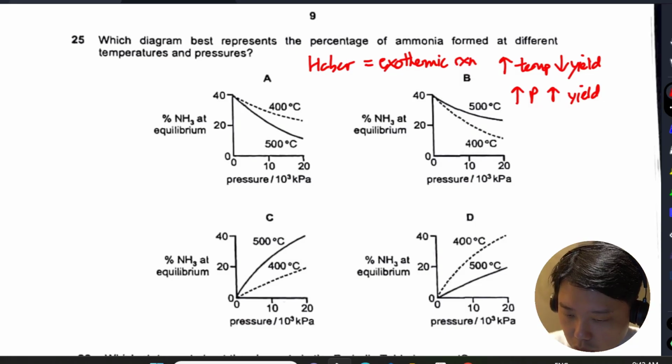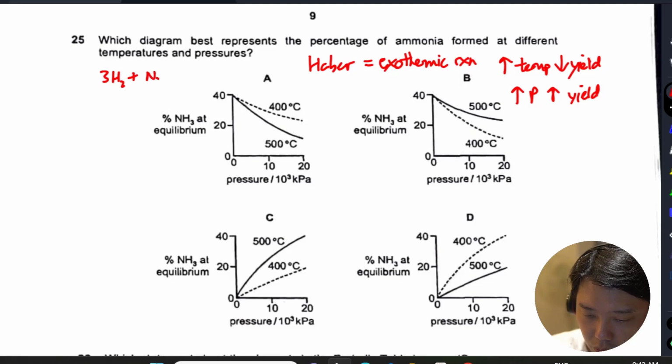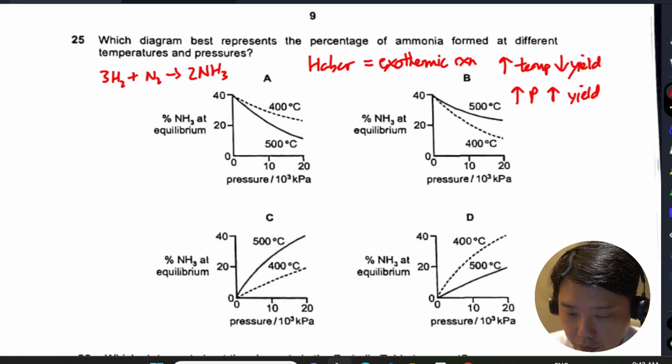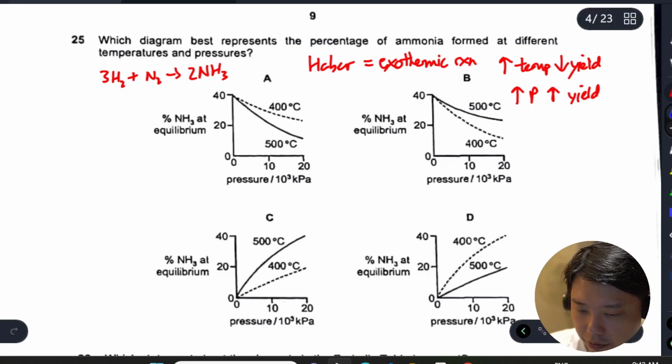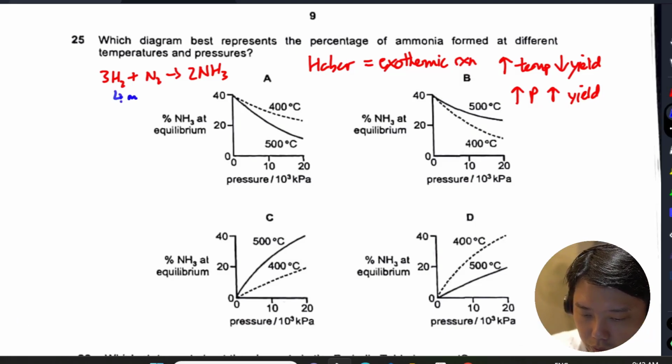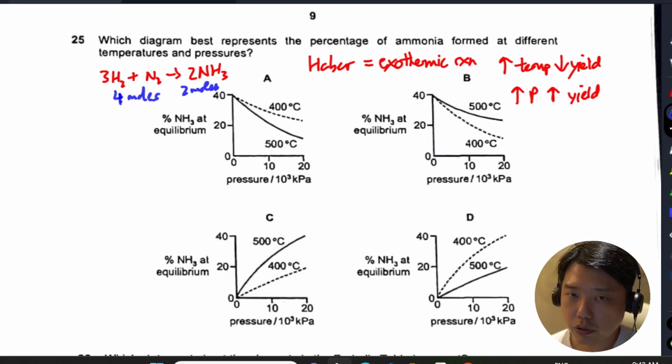You basically also need to know the equation. So you have 3H2 plus N2 gives you 2NH3. So 6 atoms of hydrogen and 2 atoms of nitrogen. So on the left hand side, you have 4 moles. On the right hand side, you have 2. Okay, so for O levels, all you need to know is that if you increase the pressure, there is going to be more ammonia formed.